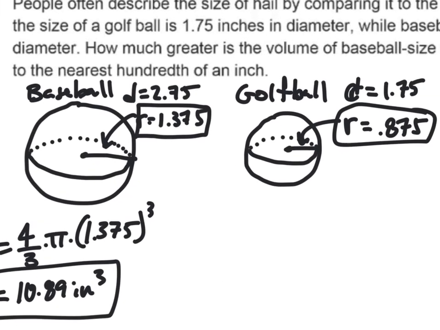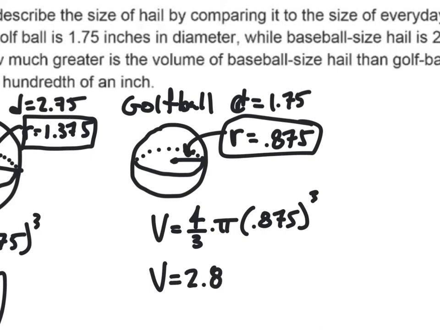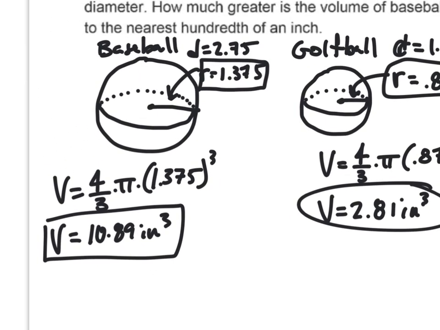All right, now for the golf ball, let's plug in that value. So I've got volume is equal to 4/3 times pi times the radius, which is 0.875 cubed. Okay, so 0.875, raise that to the third power, is going to be 0.669. Okay, I'm going to multiply that by pi, multiply that by 4, and then divide by 3. And so we get a volume of 2.80 or 2.81 inches cubed. Okay, so it's a little bit smaller, quite a bit smaller actually.